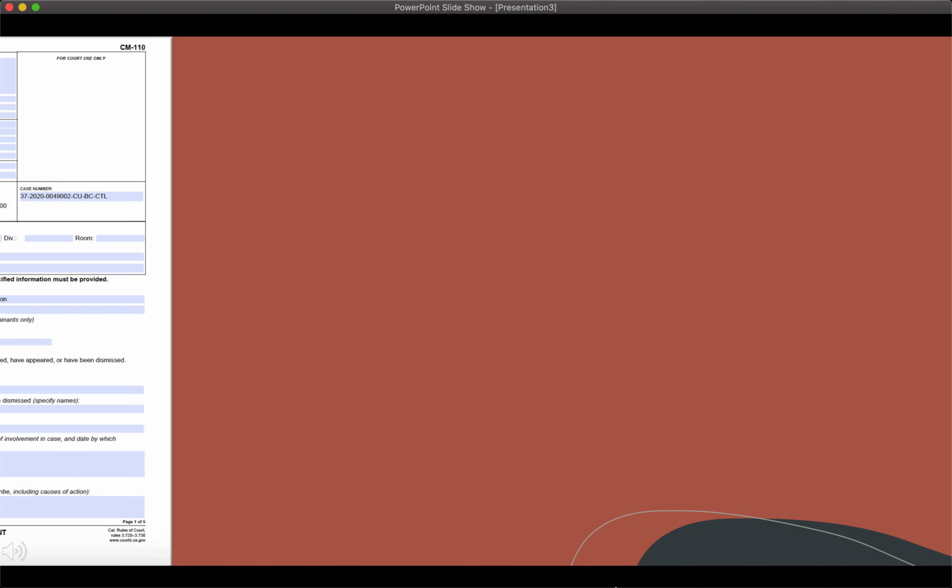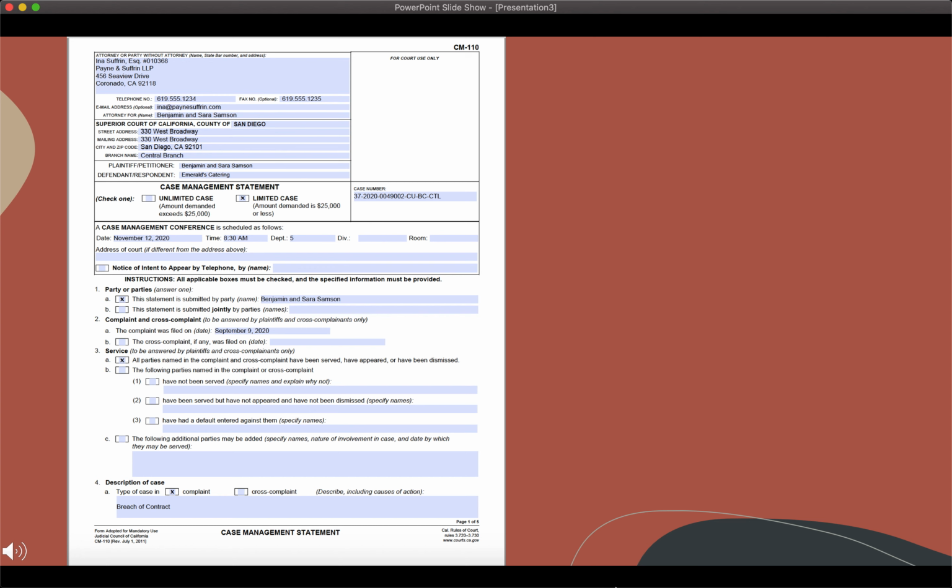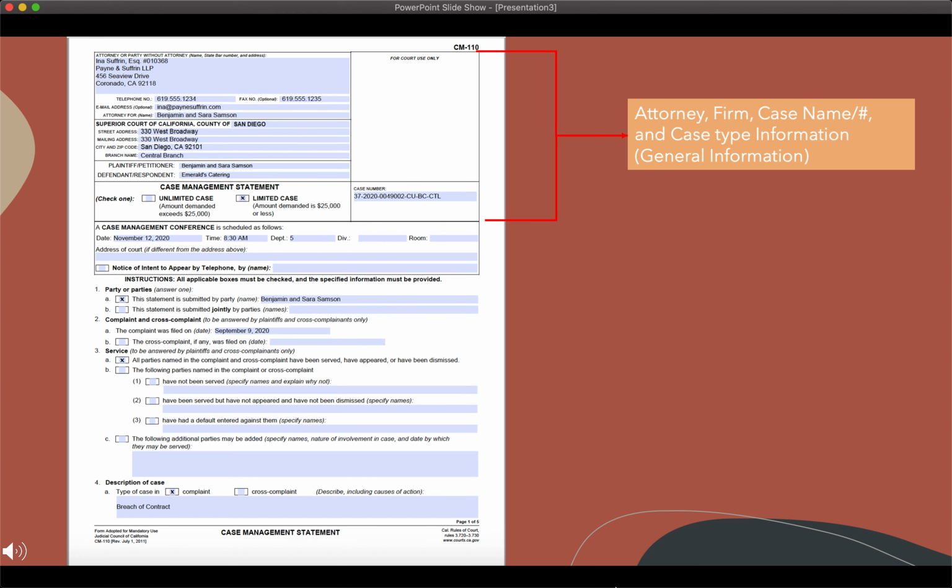On the first page, you will notice a few things. To begin, we will fill out the top general information portion as usual with Ina Sefrin and the firm's information, along with who your firm is representing. In this case, it would be Benjamin and Sarah Sampson. You will then fill out the Superior Court information and specify which branch.